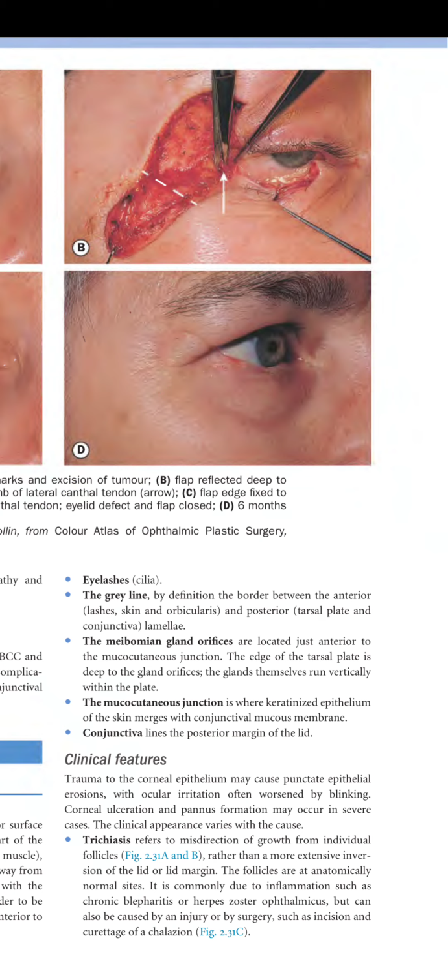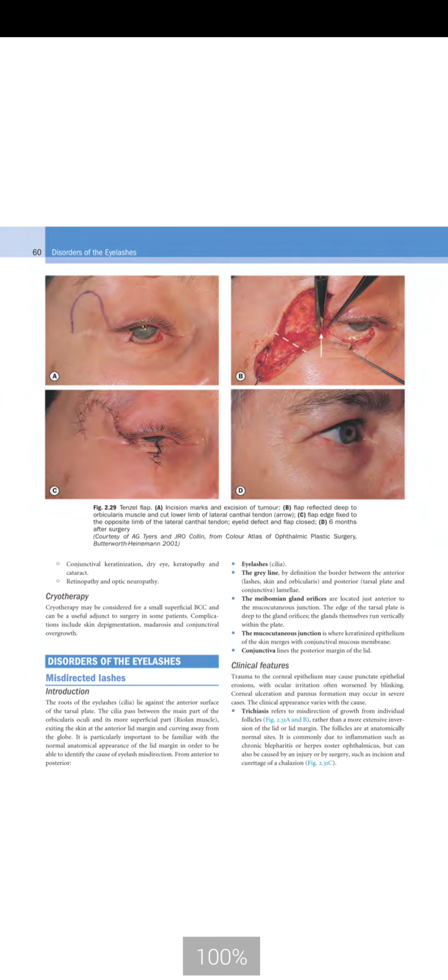Trichiasis refers to the misdirection of growth from individual follicles rather than a more extensive inversion of the lid or lid margin. The follicles are of anatomically normal size. It is commonly due to inflammation such as chronic blepharitis or herpes zoster ophthalmicus, but can also be caused by injury or by surgery such as incision and curettage of a lesion. So there are a number of causes of trichiasis.